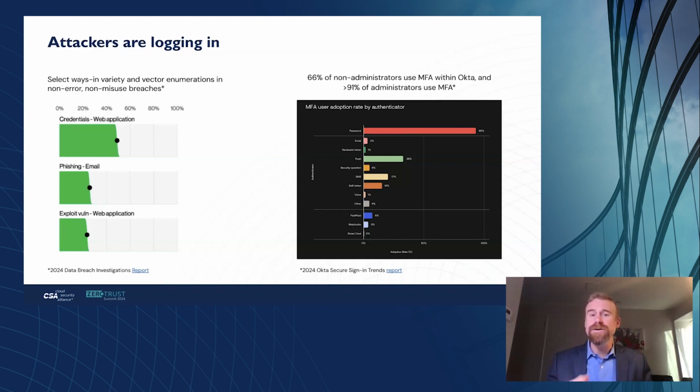And the numbers for strong phishing-resistant authentication are even lower. In that same Secure Sign-In Trends report, we see that 95% of Okta customers are still using passwords. And phishing-resistant authenticators such as FastPass and WebAuthn, which can protect against attacks favored by threat actors such as Scattered Spider, are used by single-digit percentages of customers.